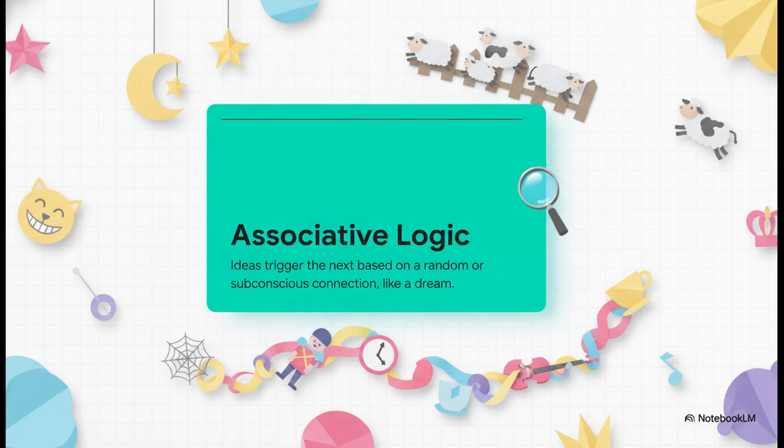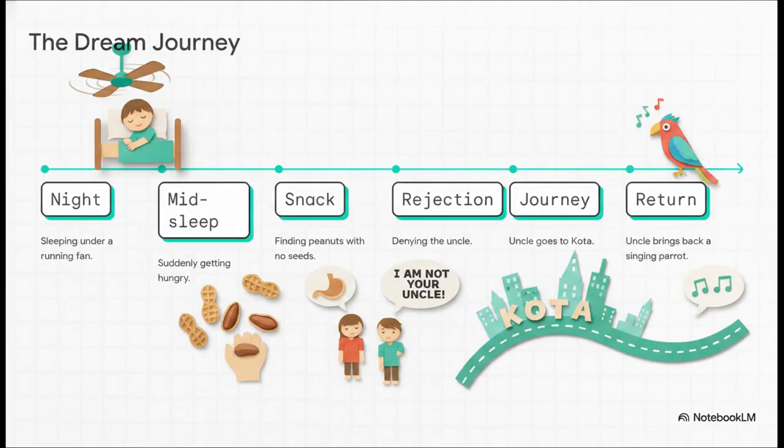There's no grand overarching plot here. There is only a stream of consciousness adventure where one random thing just kind of tumbles into the next. Let's actually map out this bizarre chain of events. It starts out normal. A fan is spinning above, and a kid, maybe Ajay, maybe Mooney, is sleeping below. Normal, right? But then, mid-sleep, they're suddenly hungry. Boom, snack time, someone brings peanuts.